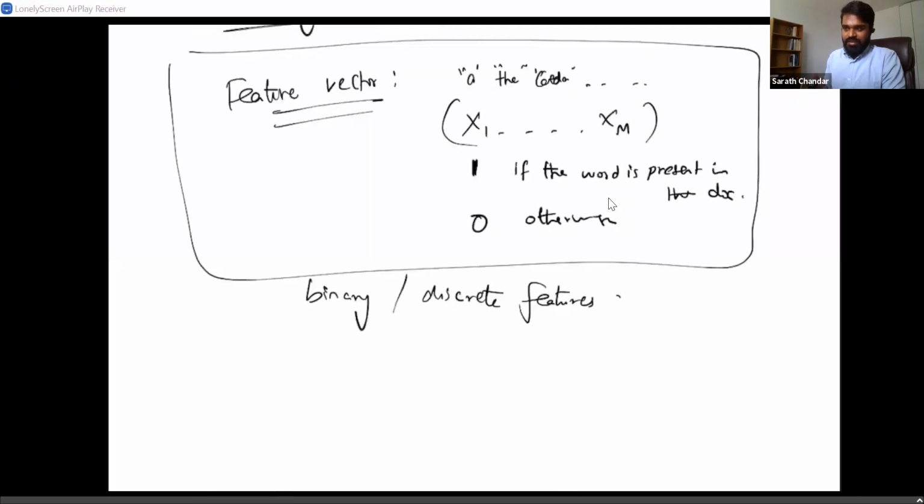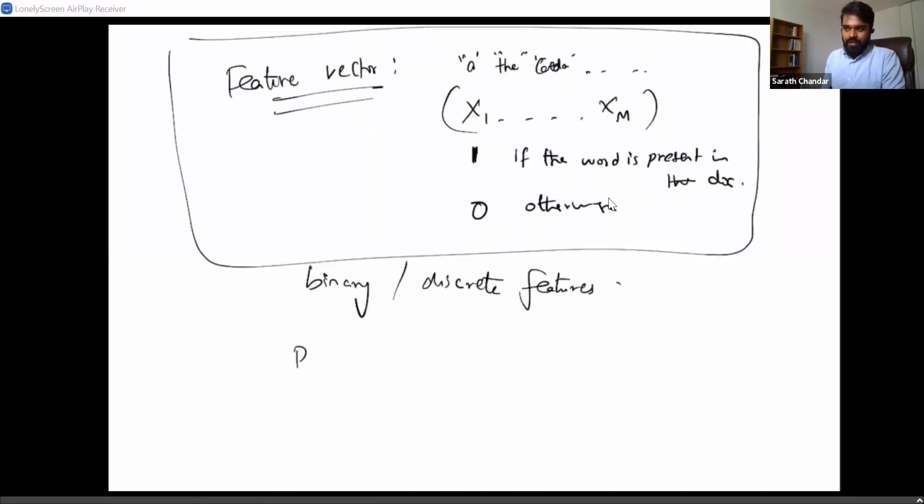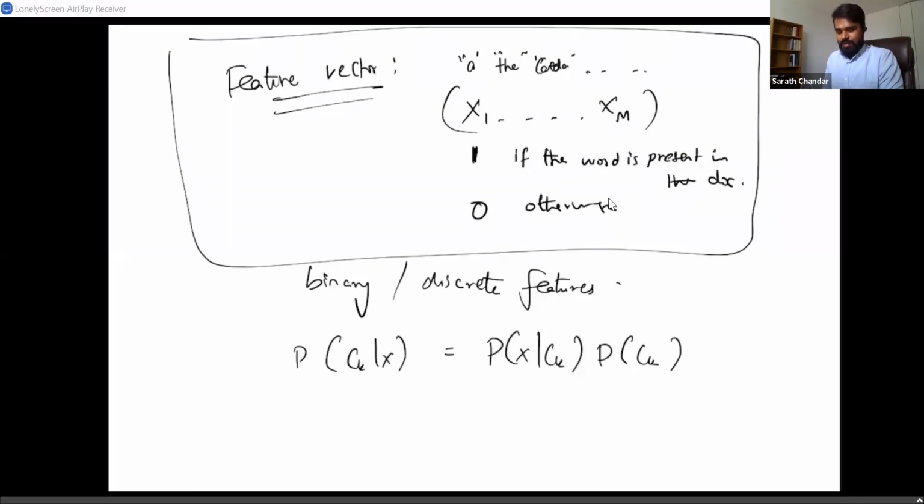Now, in this case, the probability of C_k given x is given by the probability of x given C_k times the probability of C_k. There's also a probability... Okay, I think that's a mistake in the notes. So let's just call this x comma C_k, the joint probability.